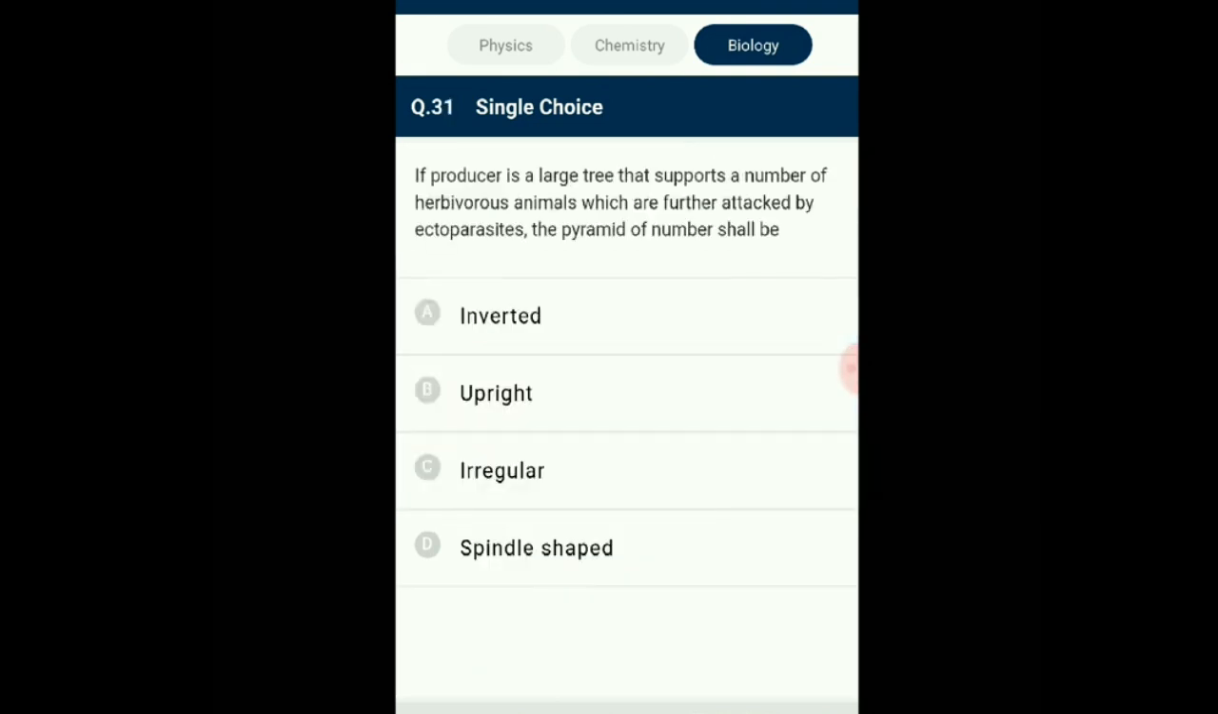Question number 31. If a producer is a large tree that supports a number of herbivorous animals which are further attacked by ectoparasites, the pyramid of numbers shall be. The pyramid of numbers depicts the relationship in terms of the number of producers, herbivores and carnivores at their successive trophic levels. There is a decrease in the number of individuals from a lower to the higher trophic level. The number pyramid varies from ecosystem to ecosystem. The given condition shows a parasitic food chain where one primary producer supports numerous parasites which support more hyperparasites. Hence, the pyramid of numbers would be inverted. So the answer is option A, inverted.